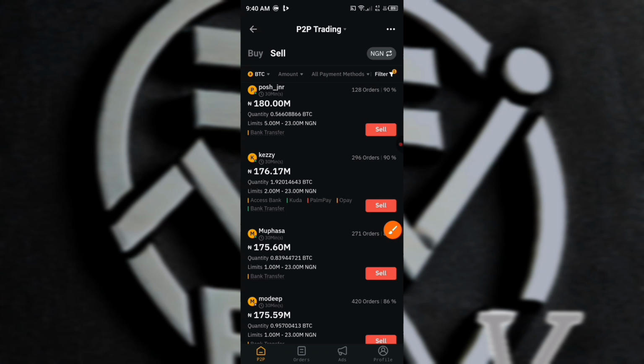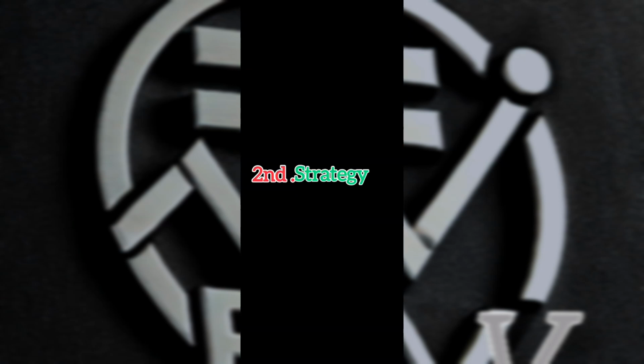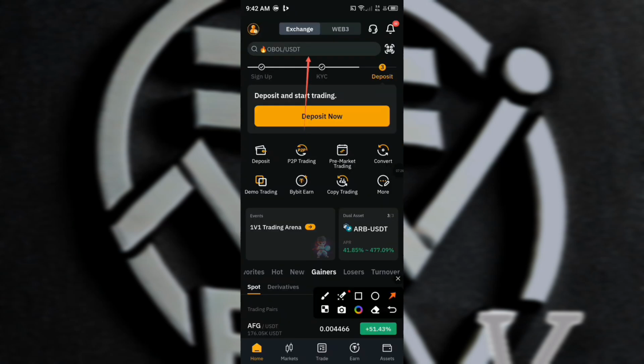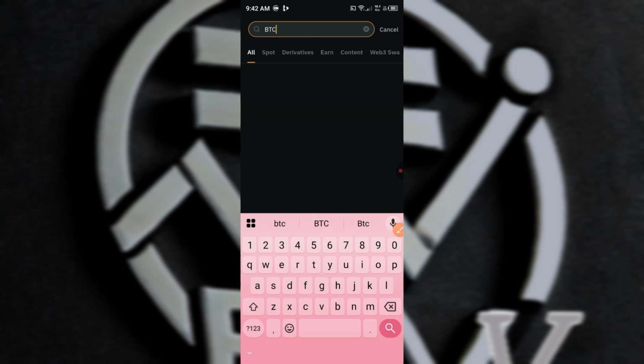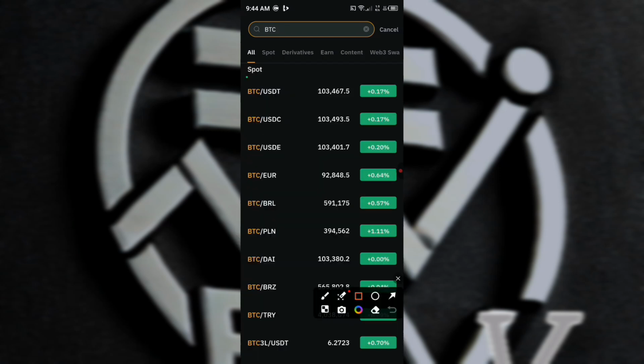So guys, for the second method, I want you to come to this search bar and search for the BTC pair. You'll see a wide range of BTC pairs that you can trade with over here. The catch of this second method of making money with the BTC pair is that BTC is sold at different prices across different countries. For instance, in Brazil, it is sold at a different price from the price it is sold at in European countries. So this is what you should take note of. You can make profits by buying from where it is cheaper.